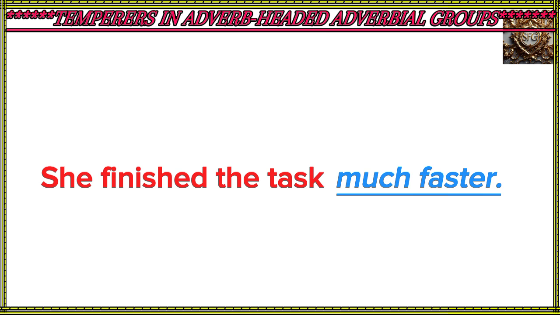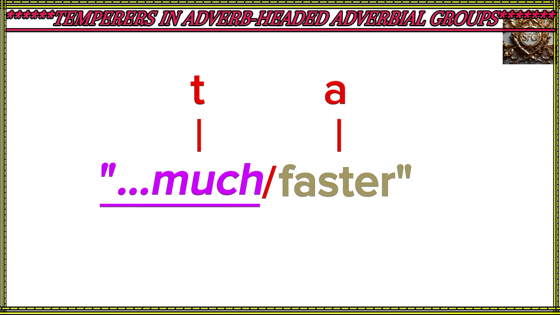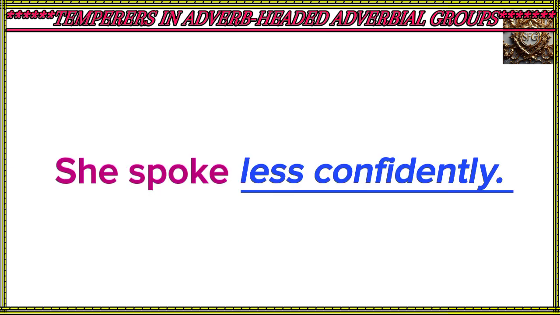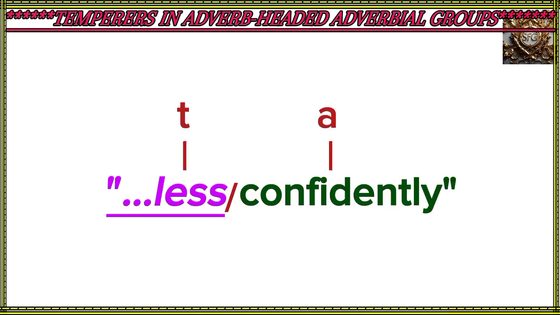Much faster in this sentence is an adverb-headed adverbial group. Much is a comparative marker, functioning as a temporar to a comparative adverb, faster. She spoke less confidently. Less confidently in this sentence is an adverb-headed adverbial group. In this group, less is a comparative marker functioning as a temporar to the apex, confidently.